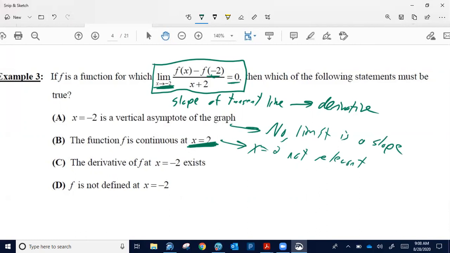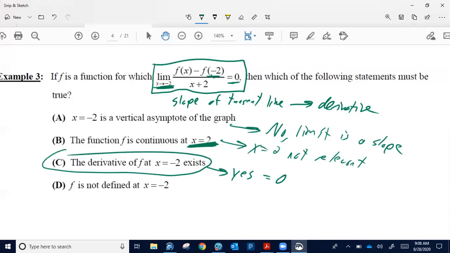C: the derivative of f at x equals negative 2 exists. Well, yeah. This is the derivative at x equals negative 2. We have an answer of 0. So yes, it does exist. It's going to equal 0. So C is the answer here. D: f is not defined at x equals negative 2. Well, again, we have an answer of 0, so it must be defined. We had a solution come out of it.